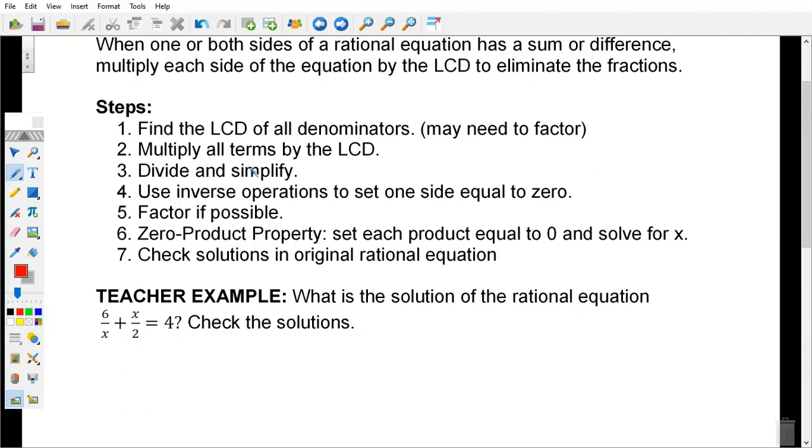You want to multiply all terms by the LCD, divide and simplify, and then use inverse operations to set one side equal to 0, factor if possible, zero product property, meaning that if you set each product equal to 0 and solve for x, then there's your solution. And then check your solutions by plugging it back into the original rational equation.